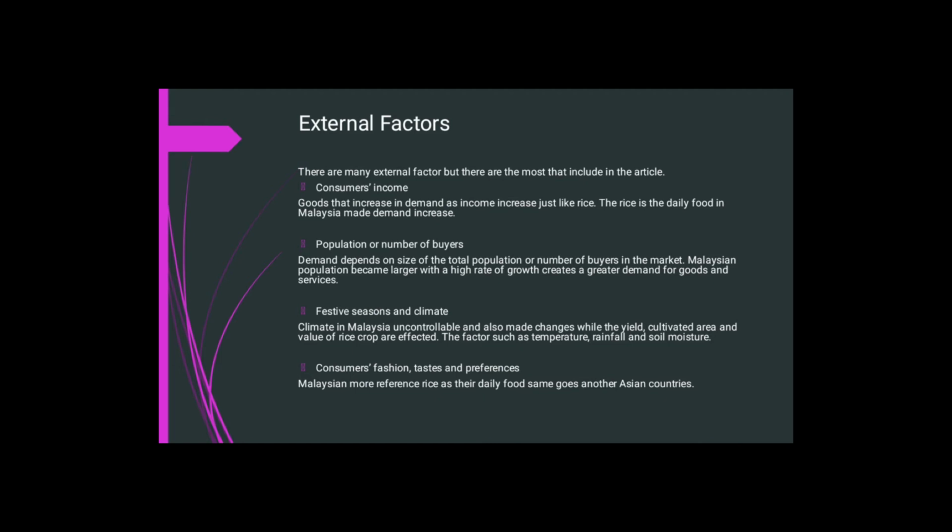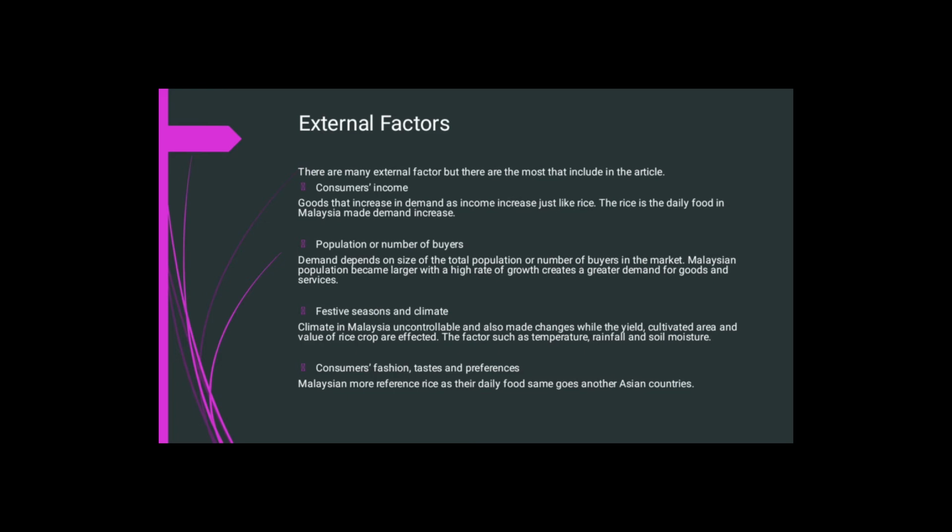External factors. There are many external factors, but these are the most included in the article. Consumers' income. Goods increase in demand as income increases, just like rice. The rice is the daily food in Malaysia, which makes demand increase. Population or number of buyers. Demand depends on the size of the total population or number of buyers in the market. The Malaysian population becomes larger with a high rate of growth, which creates a greater demand for goods and services.